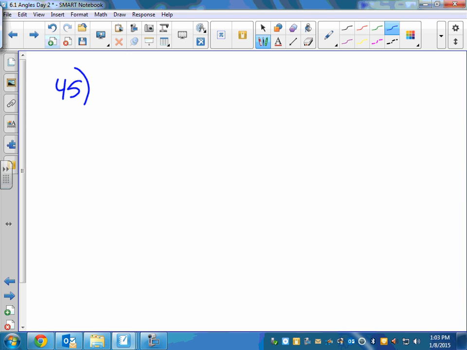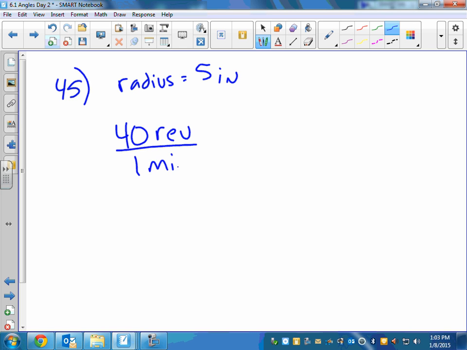So 45, just like that last example that we did, talks about a wheel of given radius rotating at the indicated rate. Find the angular speed in radians per minute and find the linear speed in feet per minute. They tell us that the radius is 5 inches and it's going 40 RPM. Remember that means revolutions per minute. So on part A, finding the angular velocity is just changing revolutions per minute into the units they want, radians per minute. So all you have to do is change revolutions to radians.